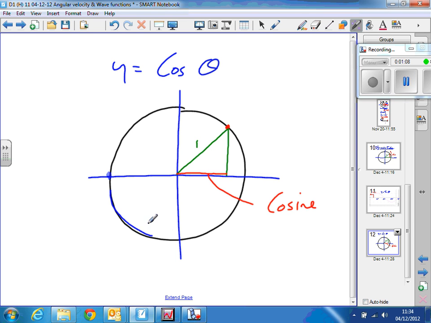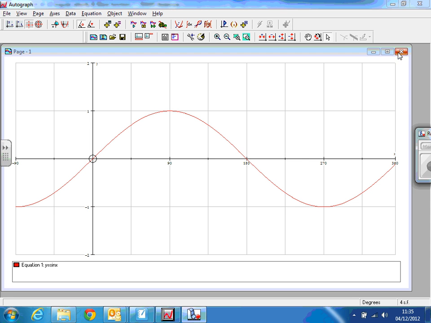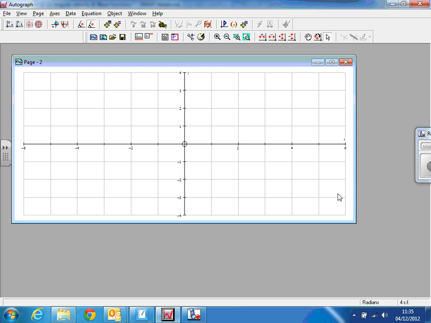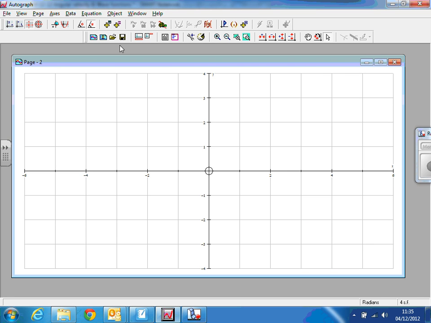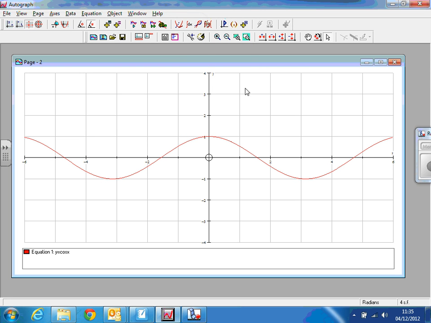Carry on coming round, and you can see a similar sort of idea to the sine, but it starts at a different point. Instead of starting at 0, it starts at 1. So the cosine, if we now go to Autograph and put in the cosine function, so let's close this for now, open a new page, type in an equation here, y equals cosine of x, cos x, hit OK. It draws the cosine function for us.